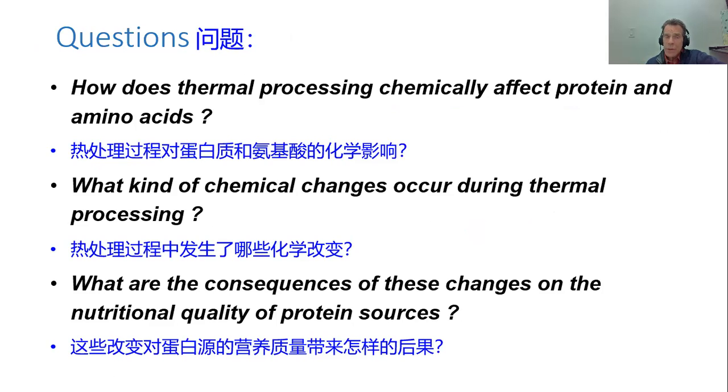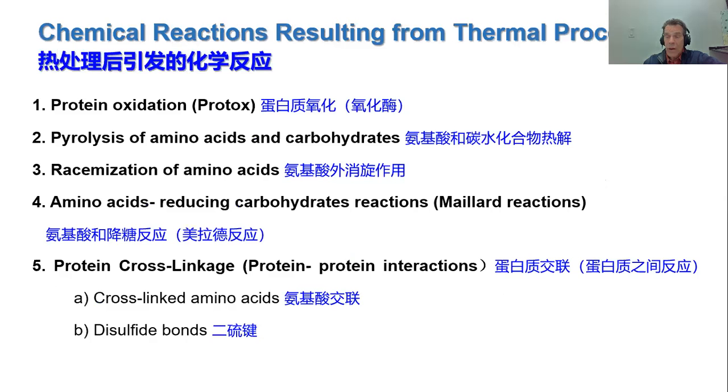Now the question is, how does chemical processing affect protein and amino acids? We say, okay, heat damage by heat, but what kind of chemical change is associated with thermal processing and heat damage? What is heat damage chemically speaking? And then what are some of the consequences on the nutritional quality of these protein sources? It can be damaged, but will it have a significant impact?